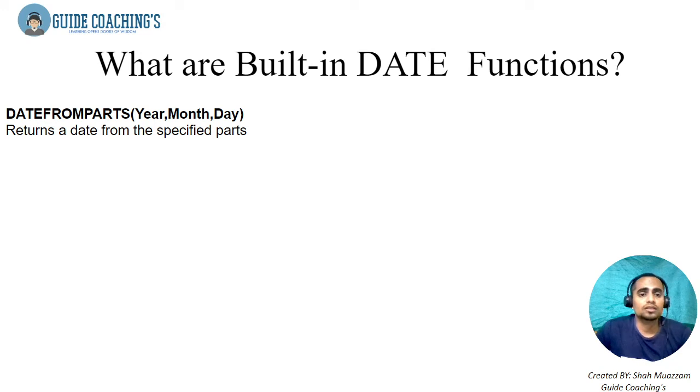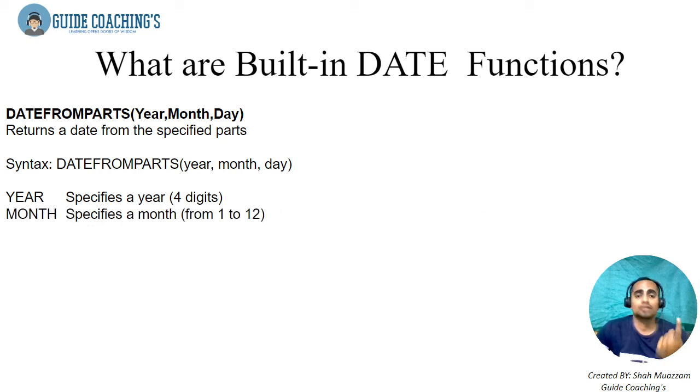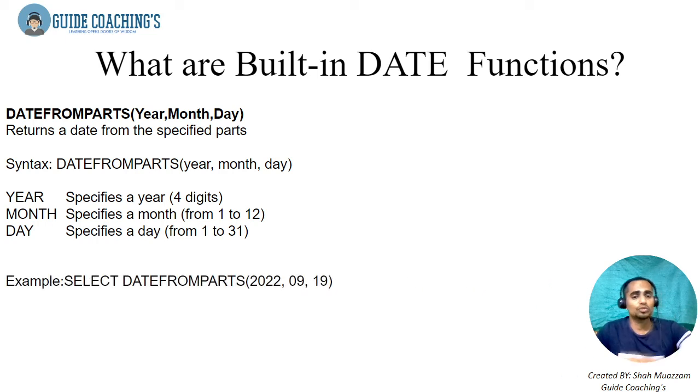It returns the specified parts, so like how it is used and why it is used. So DATEFROMPARTS basically takes three parameters. The first parameter is the year, the second is the month. The year would be in 4 digits, the month would be from 1 to 12, and the day would be from 1 to 31, because the maximum day in a month could be 31st.